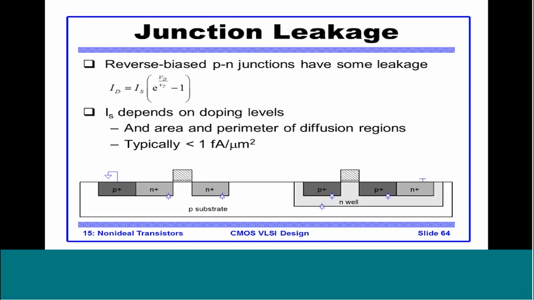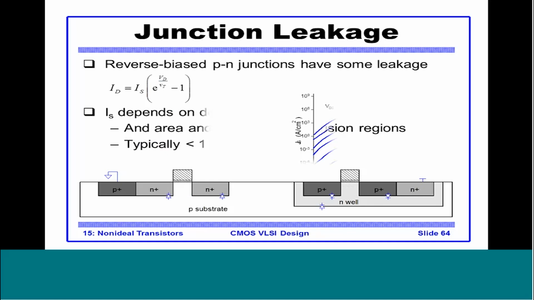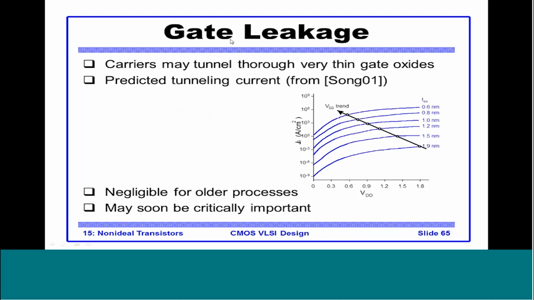There's a note on junction leakage. Again, the junction leakage will depend on the area and perimeter of the diffusion region. We're not going into detail of this. Now we talked about gate leakage, the carriers tunneling through the very thin oxides. As I said earlier, it was negligible for older processes, but it is becoming critically important now since the oxides are becoming thinner and thinner.